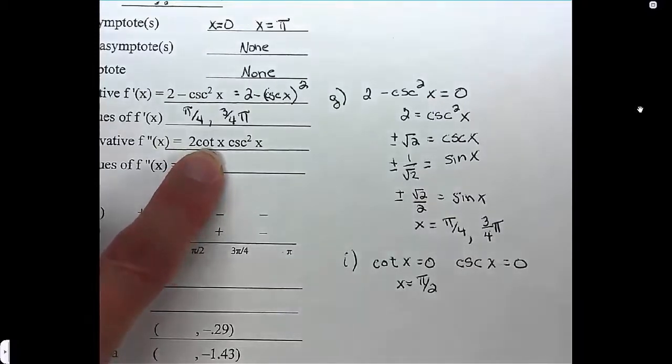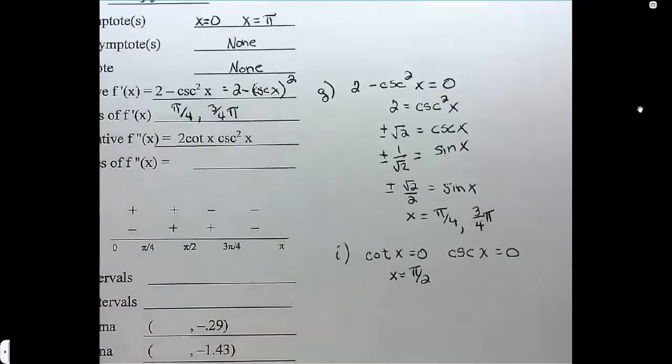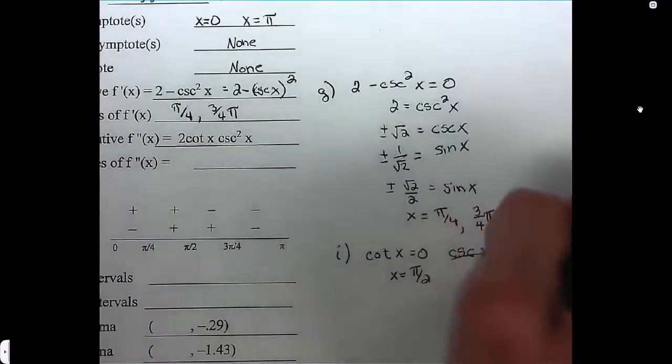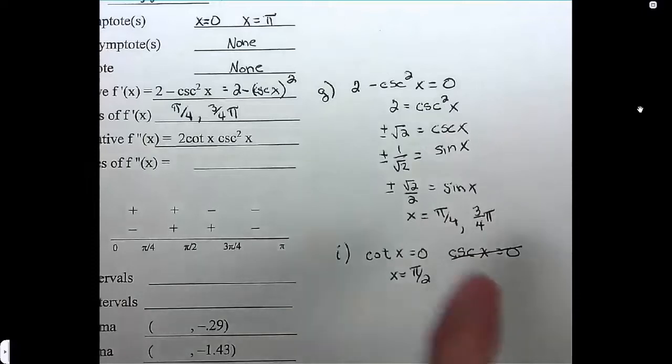And where is cosecant 0? Cosecant is never 0. If you think about what the graph looks like, it doesn't have any x-intercepts. It's this, but not touching the x-axis. So if that doesn't have a solution, the only possible inflection point is at pi over 2.